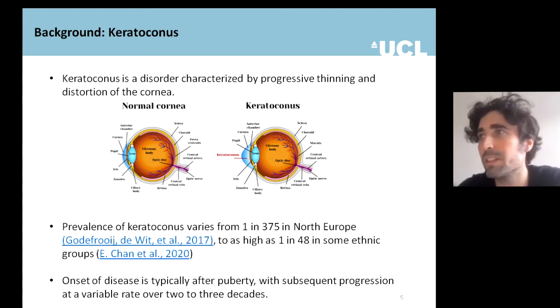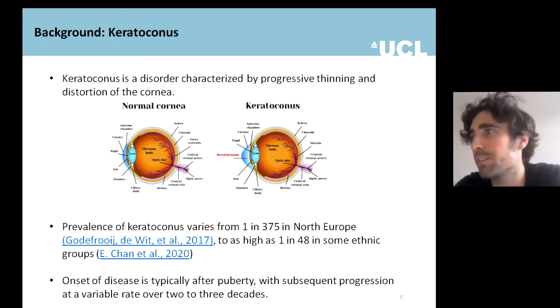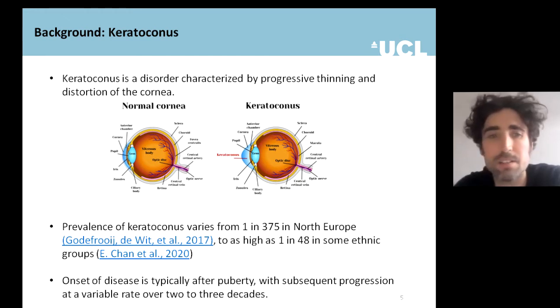The prevalence of disease. Historically, people have used 1 in 2,000, but this number's not thought to be that accurate. In recent estimates, the prevalence is shown to vary from 1 in 375 in Northern Europe to as high as even 1 in 50 in some ethnic groups. The onset of the disease is typically after puberty, with subsequent progression at a variable rate, over 2 to 3 decades. And usually by the time people reach 40, it tends to have stopped progressing because the cornea stiffens naturally with age.